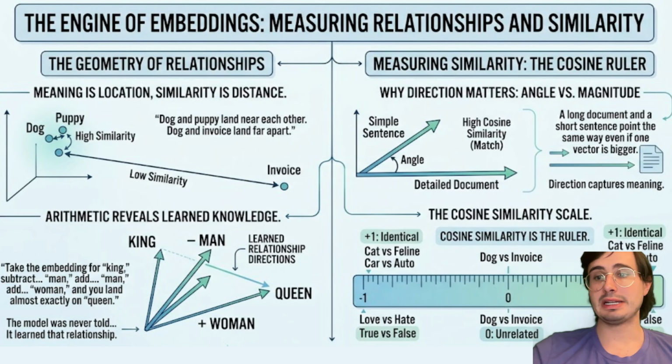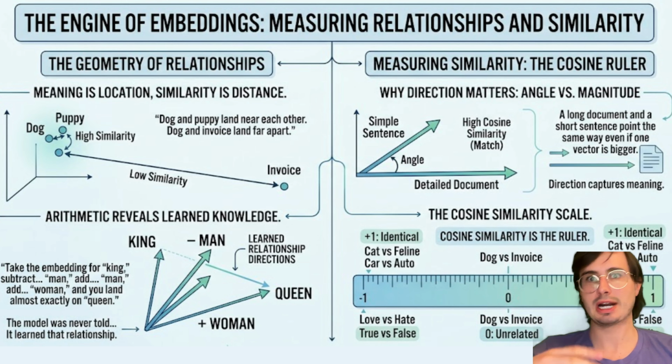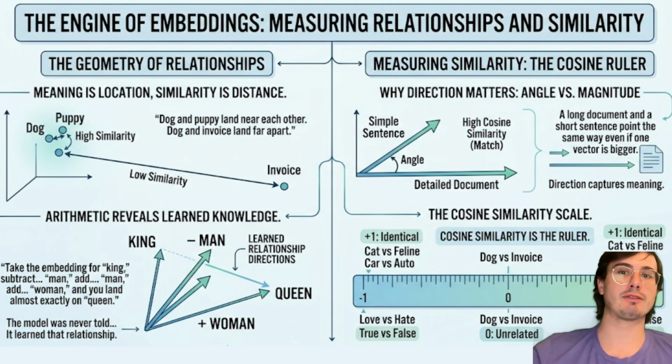So now, if meaning is able to be a location, then similar meanings are locations that are close together. Similarity becomes distance. Dog and puppy land near each other, and dog and invoice land far apart. And now you can measure how related two things are by measuring how close their embeddings sit in space. And then it gets better because geometry actually encodes relationships. So the famous example: take the embedding for king, subtract the embedding for man, add the embedding for woman, and you land almost exactly on queen.